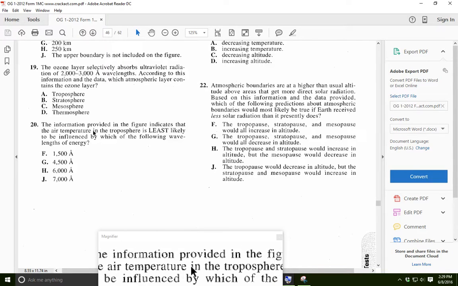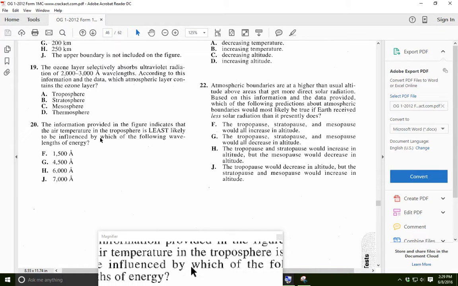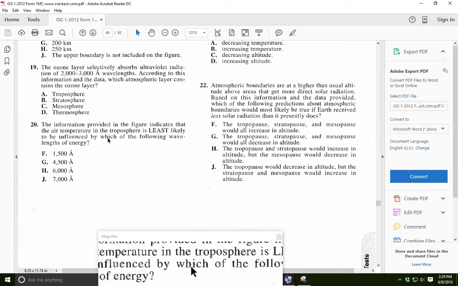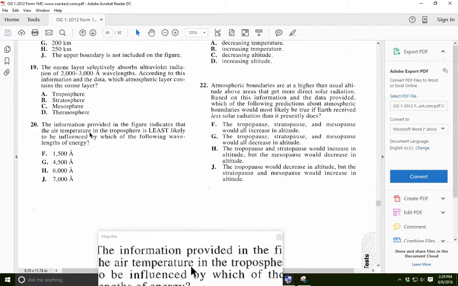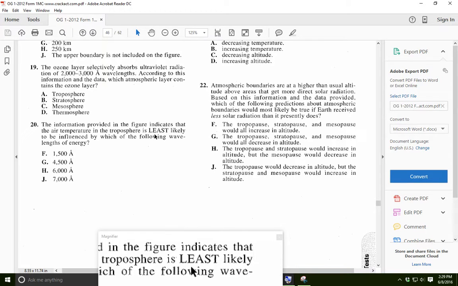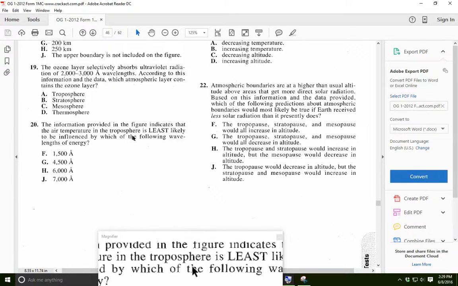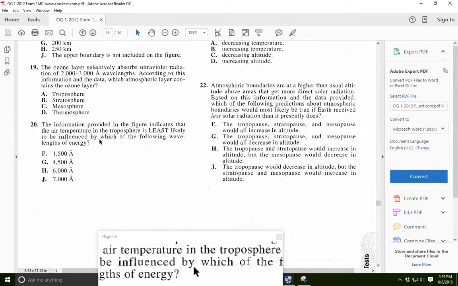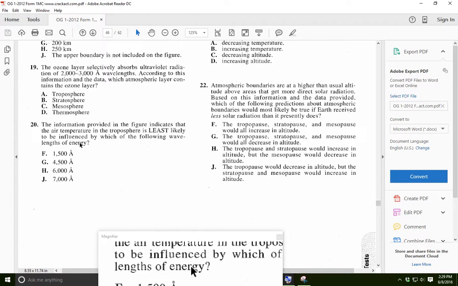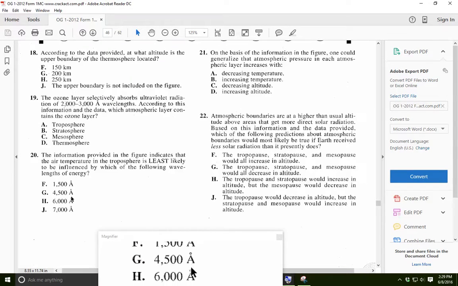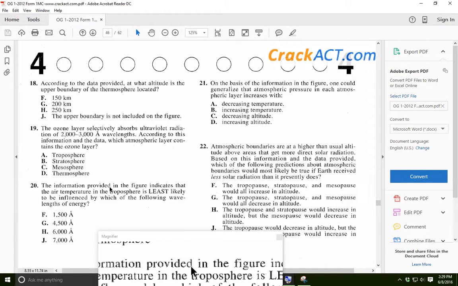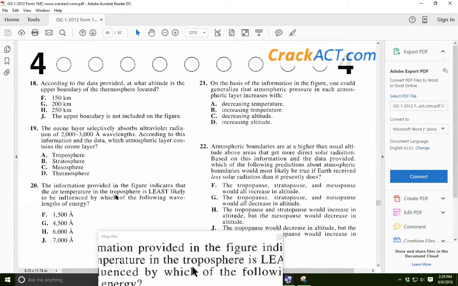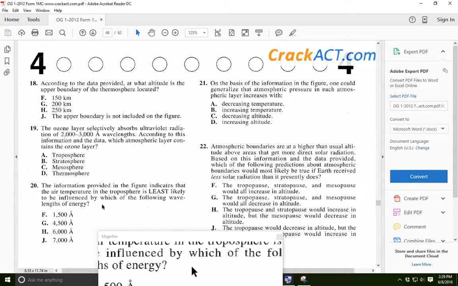The information provided in the figure indicates that the air temperature in the troposphere is least likely to be influenced by which of the following wavelengths of energy? 1,500 angstrom, 4,500 angstrom, 6,000 angstroms, or 7,000 angstroms. So the information provided in the figure indicates that the air temperature in the troposphere is least likely to be influenced by which of the following wavelengths of energy?